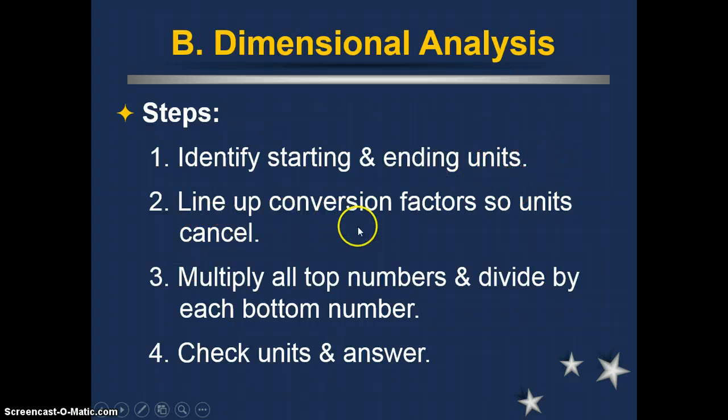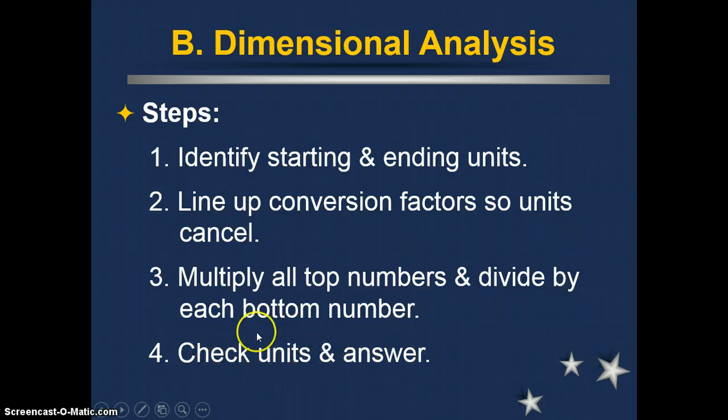You want to line up your conversion factors so units cancel. I'll show you what that means in just a second, but this is the key to the whole lesson today. You need to be able to put the proper conversion factor in the numerator and denominator so that your units cancel out and you're left with only the ending unit. You multiply all top numbers, then you multiply all bottom numbers, and then you divide the two. So you divide your top by your bottom. Then check units and answers.